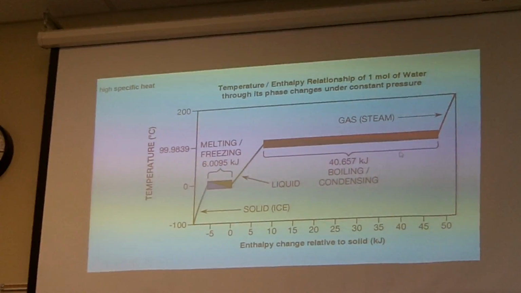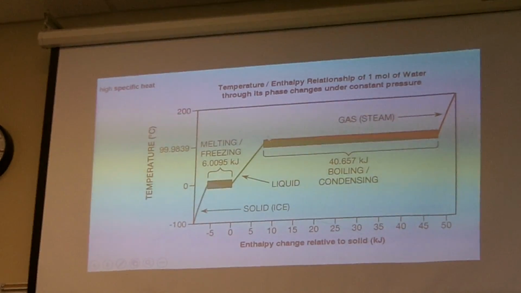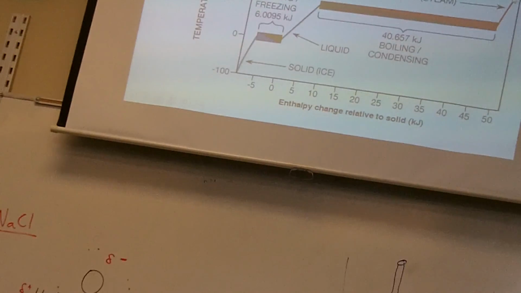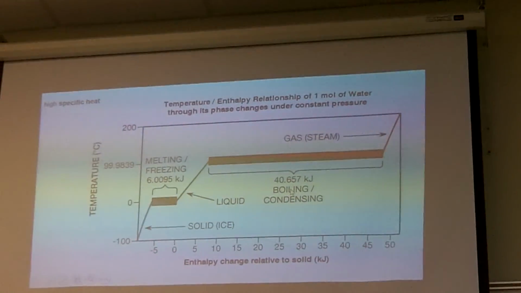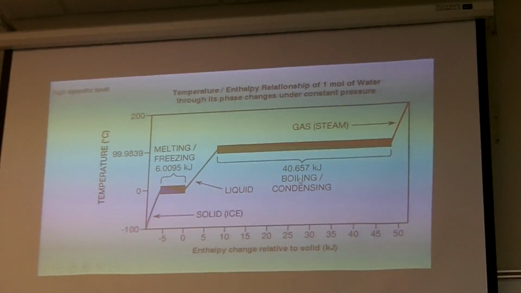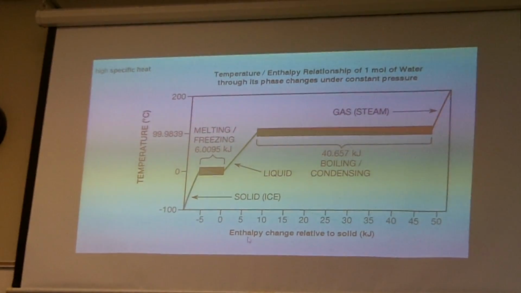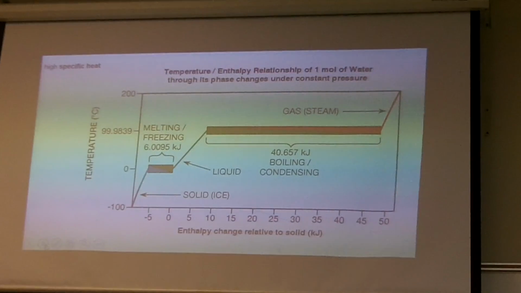If you go from gas to liquid, that's condensing. If you go from liquid to gas, what is it? Boiling. Make sure you can read these charts that are in your book. You gotta look at them, think about them.